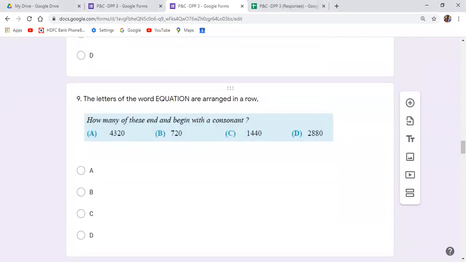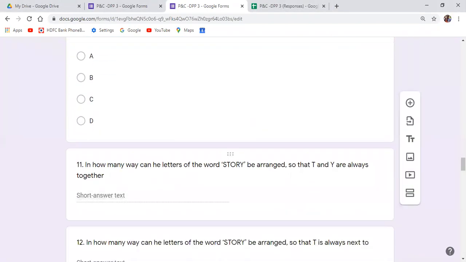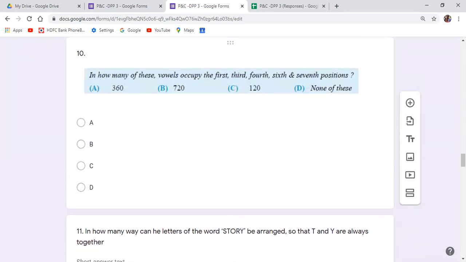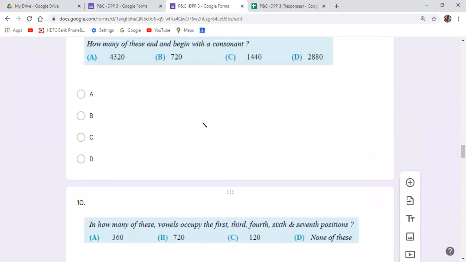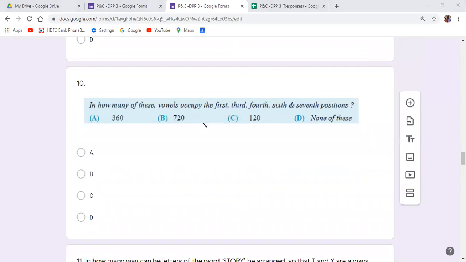Question number 9, any problem? 10, 11. The 10th one. In how many ways can the vowels occupy the first, third, fourth, fifth and sixth positions? So how many positions do the vowels have? In which word? In the previous question, in the equation.